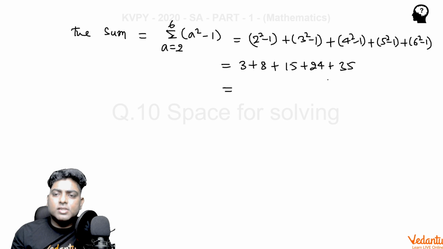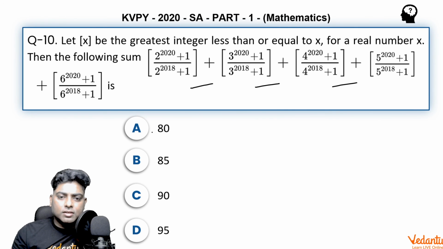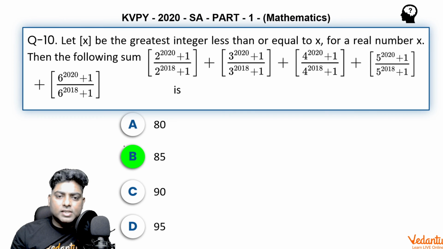The final answer, the sum of all these quantities, will be 35 plus 15 is 50, plus 24 is 74, plus 11 is 85. So the final answer to this question must be 85. The option given as 85 was option B, so option B is correct.